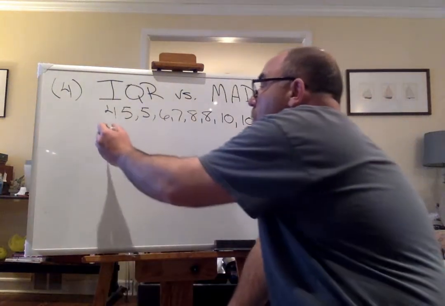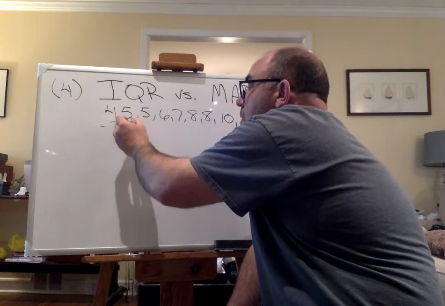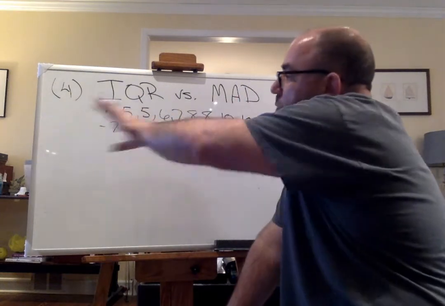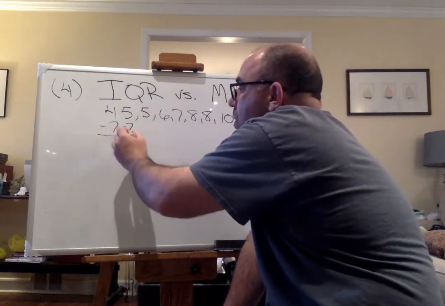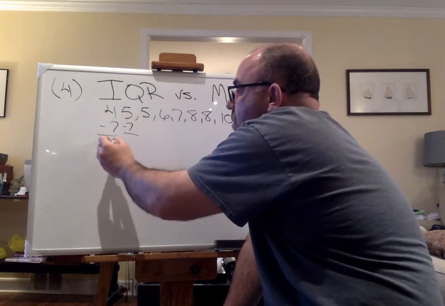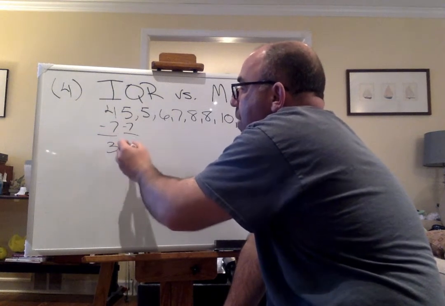So 4 minus 7, 5 minus 7, all the way down. I don't need to write them all out because that would just be silly. 4 minus 7 is 3. 5 minus 7 is 2.